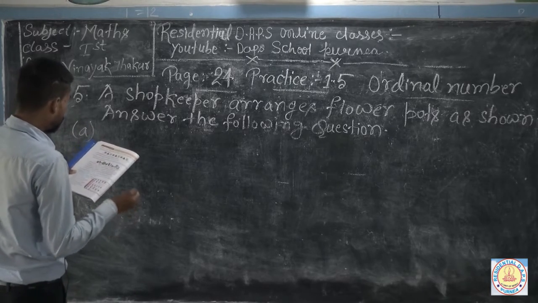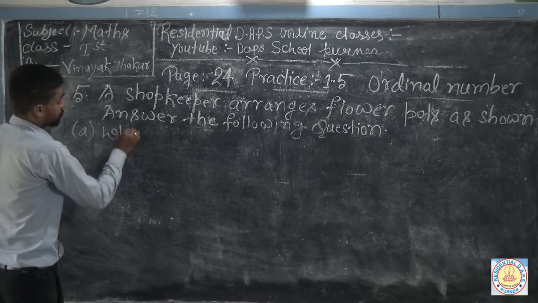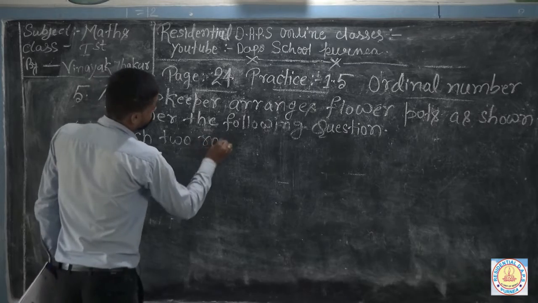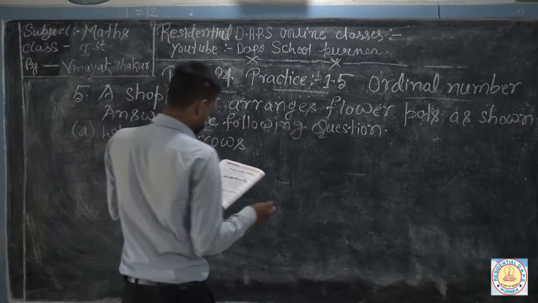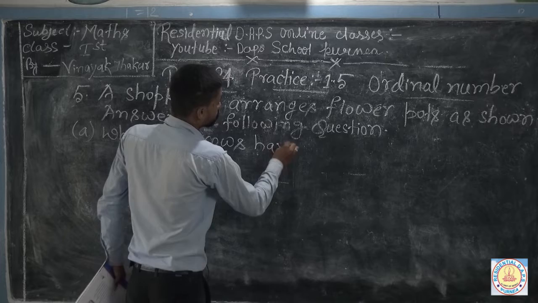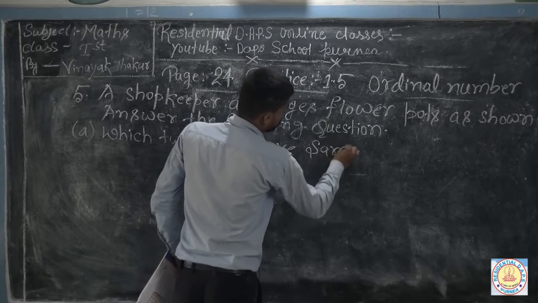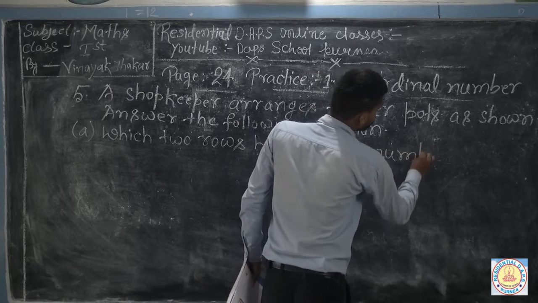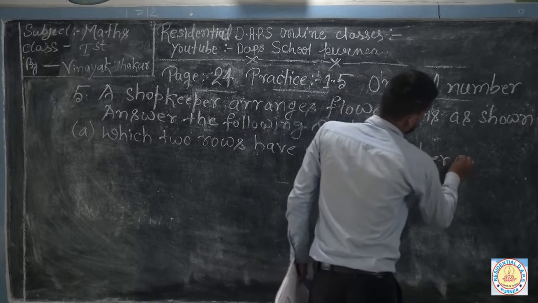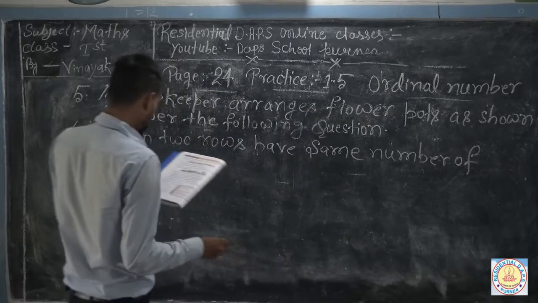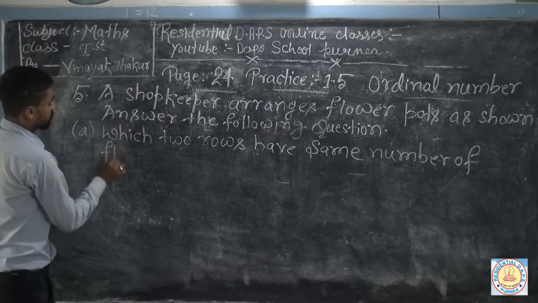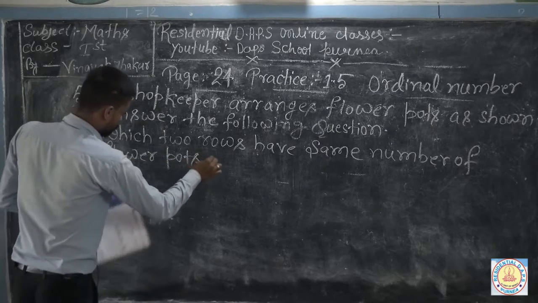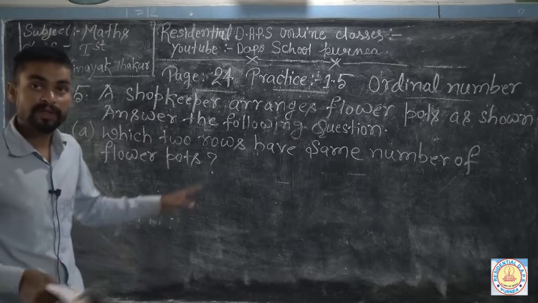Your first question is: which two rows have the same number of flower pots? So guys, this is your first question.